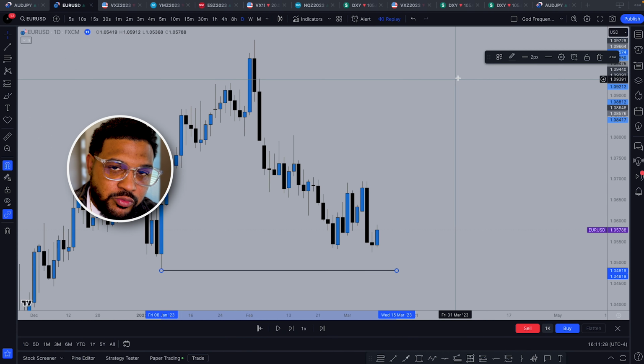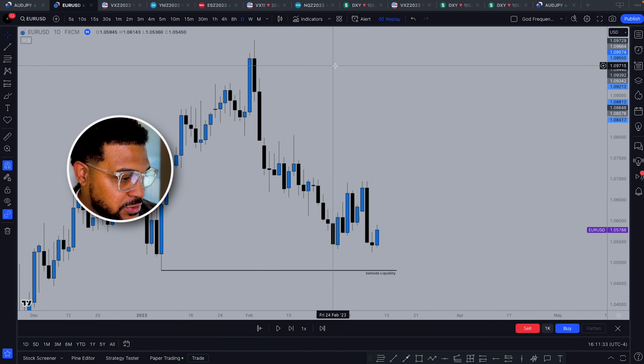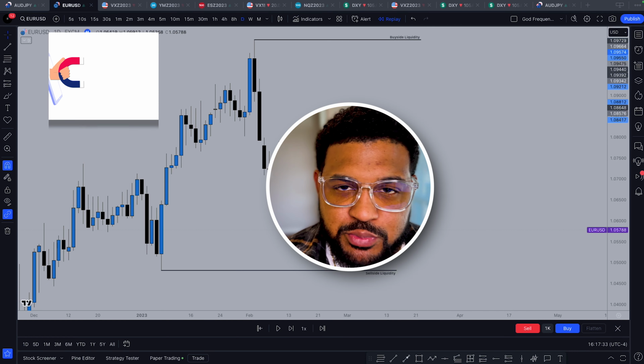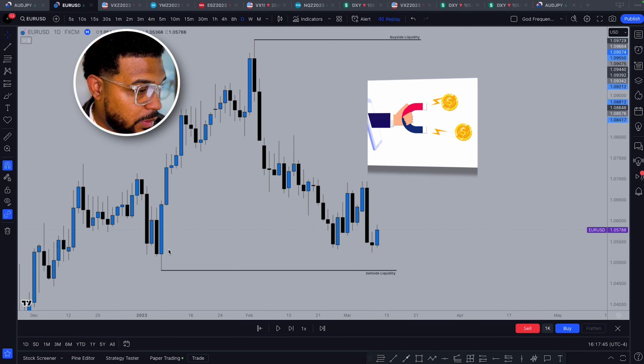In order to get the right directional bias, you need to mark out sell side liquidity and buy side liquidity levels. You have to look at these price levels as a magnet to price, where price is attracted to these levels. Let's say you're a single guy and you're on the dating scene.